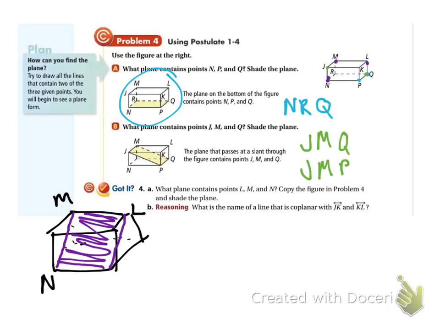And then part B says, what is the name of a line that is coplanar, so shares the same plane, with the lines JK and KL? Here, I'll mark in orange. JK's right there, and KL is right there. So if they're on the same plane, it's kind of like they're at the same height. So I could choose line ML and line JM. So JM or ML are both lines that are coplanar with JK and KL.